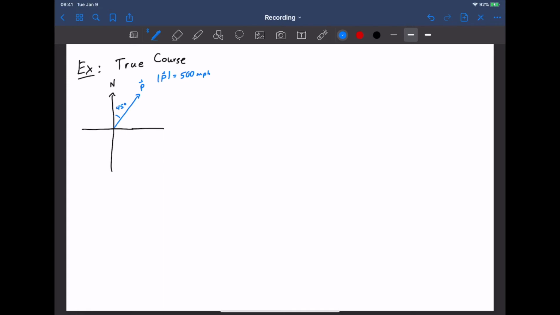Okay? My wind is blowing in an easterly direction, such that the wind's speed is 80 miles per hour and the direction is actually 15 degrees. So they want you to find the true course, which is also known as the resultant.